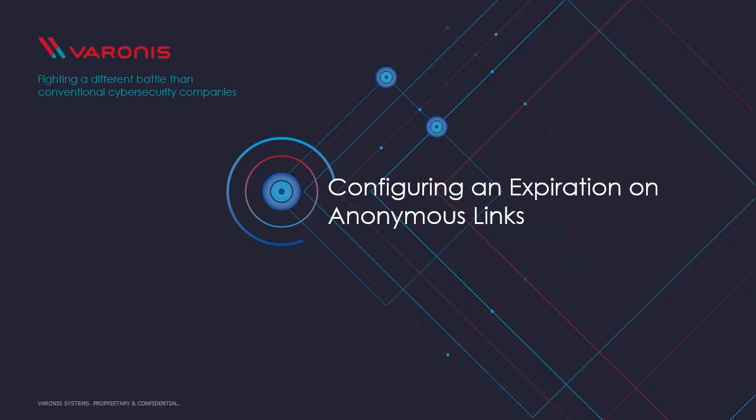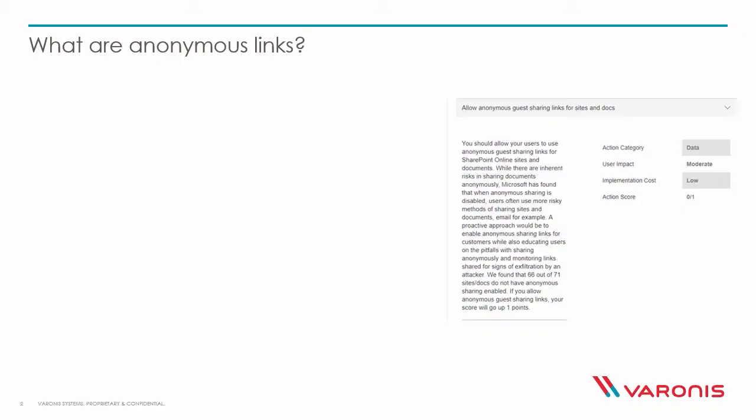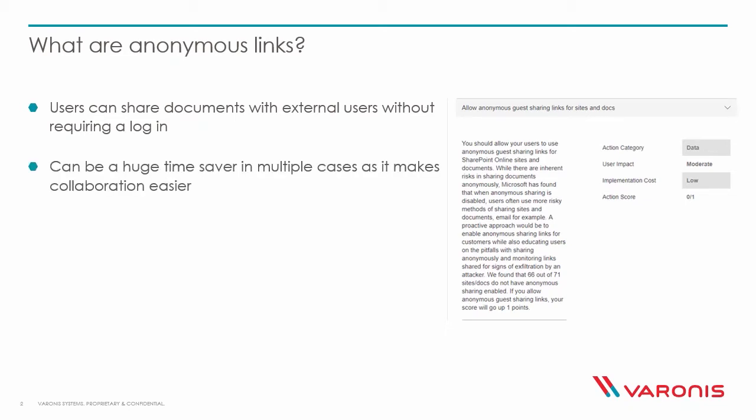In this module, we'll cover how to configure an expiration on anonymous links. First of all, what are anonymous links? Anonymous links allow users to share documents with external users without requiring a login. This way, administrators don't have to waste time creating a username and password, troubleshooting login information, and things like that. So it can really be a huge time saver when a business user just wants to share a document with another partner or external user without having to go through IT.